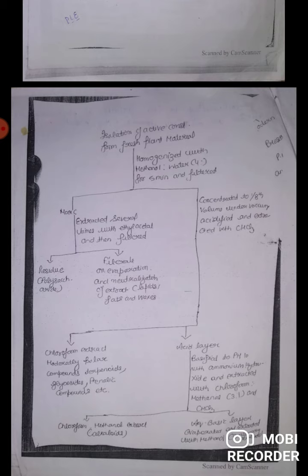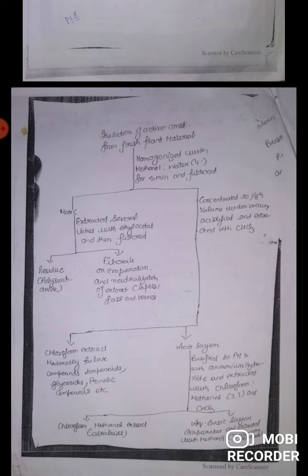After homogenization with methanol and water, we can filter it off and obtain the marc. So a solid and a filtrate are obtained. The marc is also known as the solid that is obtained after the filtration of the plant phytoconstituent. So the solid residue is known as marc, and the other filtrate is concentrated separately.